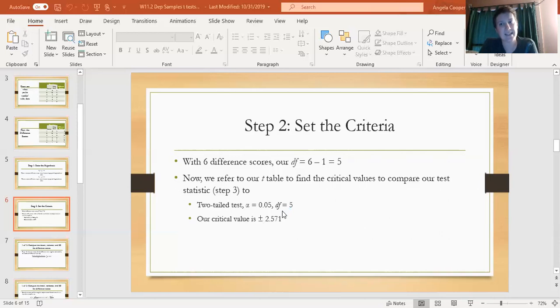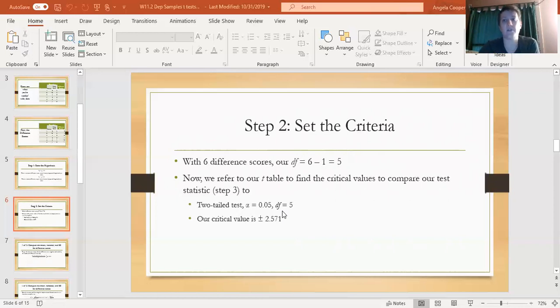Again, if our t statistic is greater than 2.571, or if our t statistic is less than negative 2.571, we would reject the null hypothesis. If our t statistic falls anywhere between negative 2.571 and positive 2.571, anywhere in that in-between wobbly area that I'm making with my hands right now, that's going to be where we retain the null hypothesis.